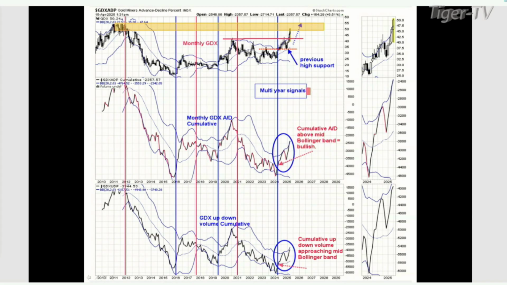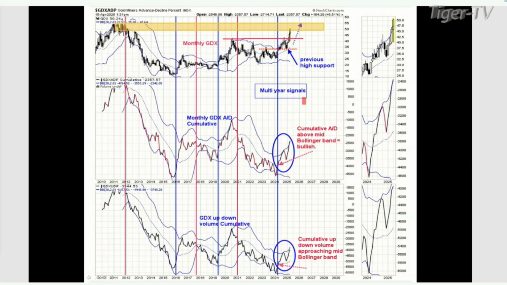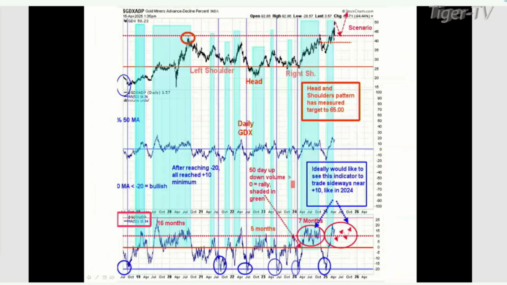So I'm still actually thinking, we sold out of our long position Friday, because I think we're going to get a decent pullback. But the bigger trend, just saying, you want to buy that pullback. Here's internal strength of the market. This is the 50-day average of the up-down volume. I thought we might go sideways here, for this indicator to go sideways around the plus 10 area. I think that's probably what's going to happen.